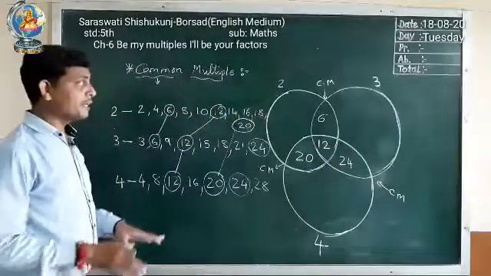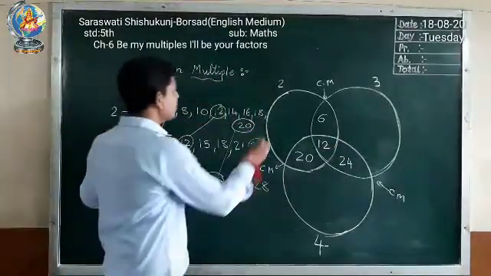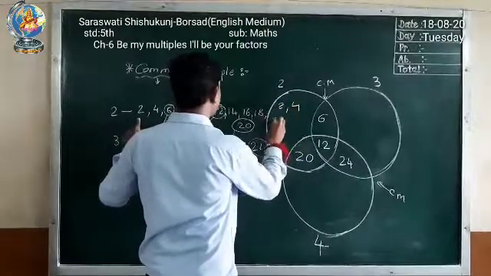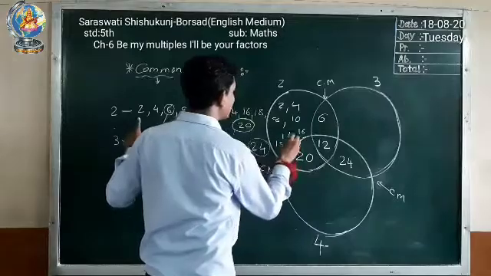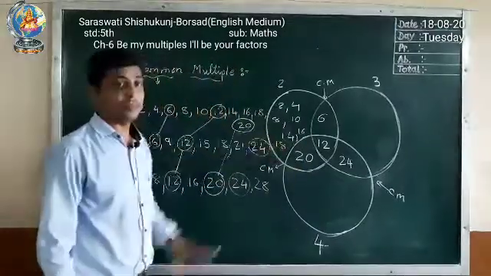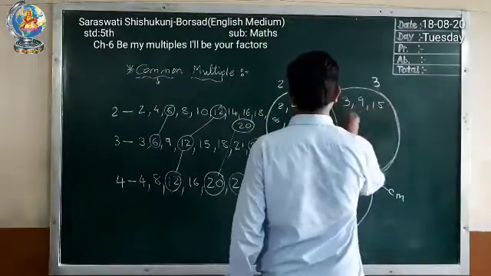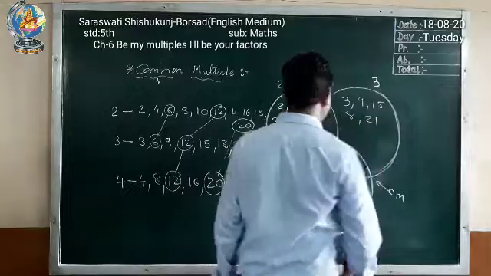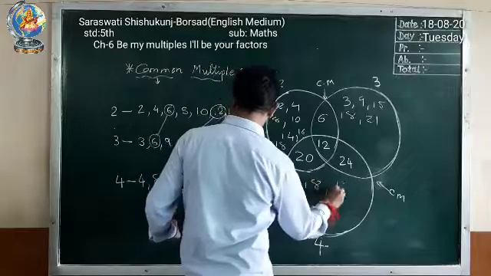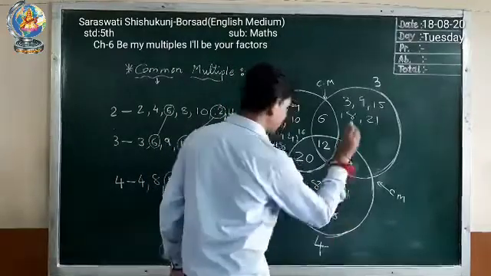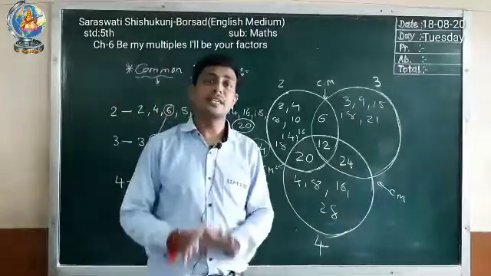Now the remaining multiples we will write here. So in this, which numbers did not come? 2, 4, 8, 10 and 14, 16, 18. So these are the multiples we can write. In the same way in 3: 3, 9, 15, 18, 21. Okay. In the same way in 4, we can write 4, 8, 16, 28. So in this way you have to find the common multiple between three numbers.